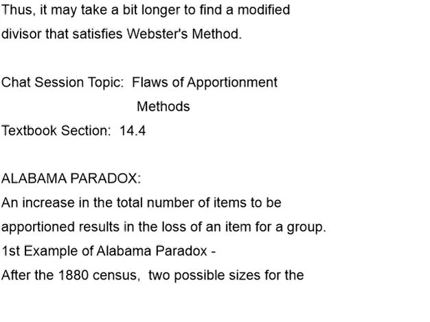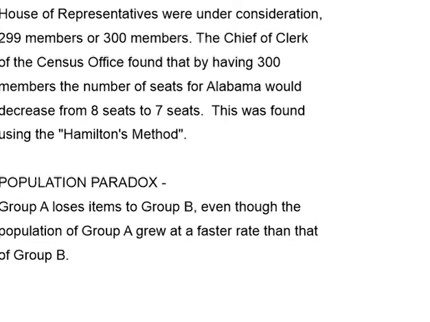First example of the Alabama paradox. After the 1880 census, two possible sizes for the House of Representatives were under consideration: 299 members or 300 members. The chief clerk of the census office found that by having 300 members, the number of seats for Alabama would decrease from 8 seats to 7 seats. This was found using Hamilton's method.